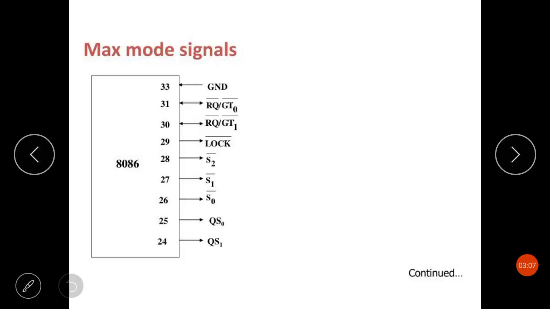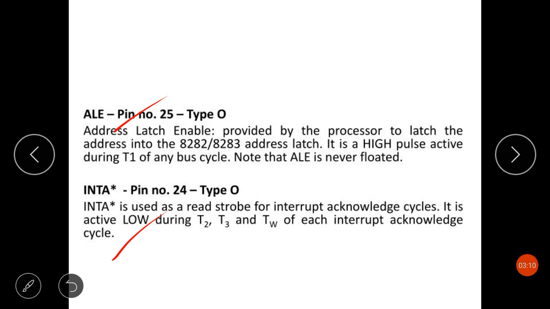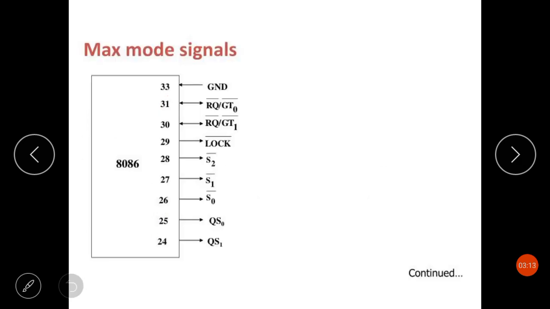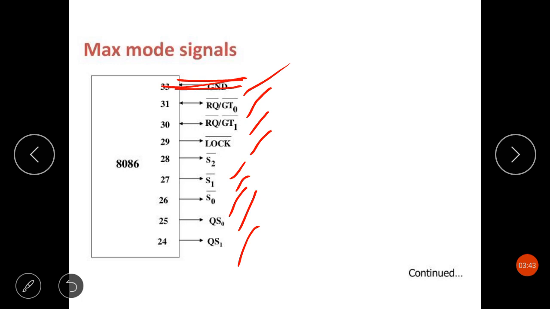So this was all about minimum mode pins. Now maximum mode pins. These are the maximum mode signals, that is QS1, QS0, S0 bar, S1 bar, S2 bar, LOCK bar, RQ bar slash GT1 bar, RQ bar slash GT0 bar. Okay, one mistake I have made here. Pin 33 is not for GND. Can I rectify it? Pin 33 is for MN/MX bar.